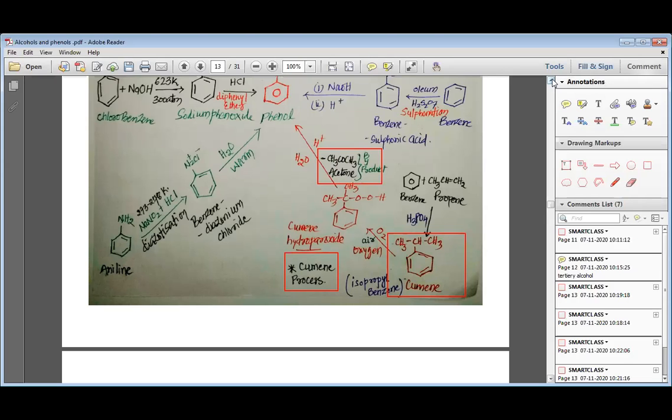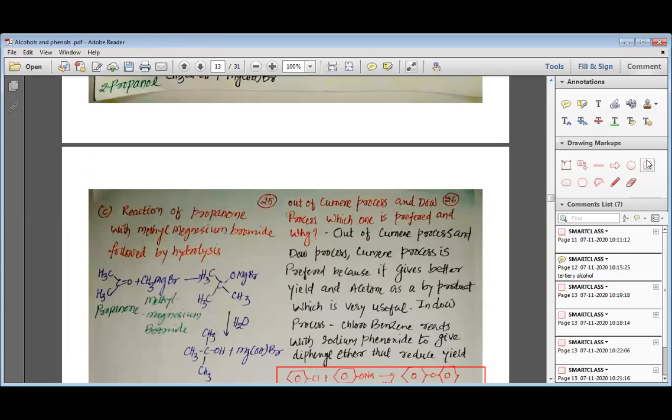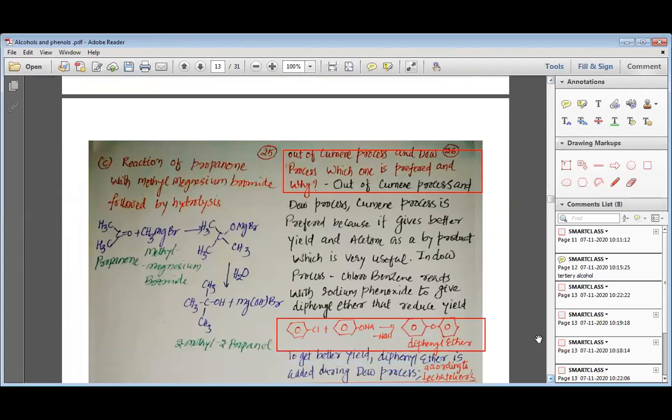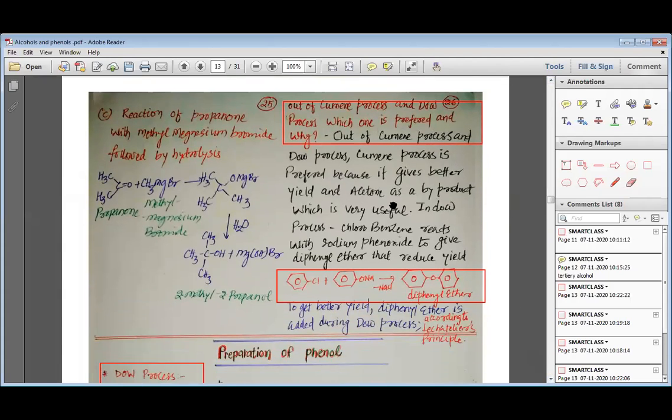So, dear students, a very important question that we are going to study here is this. Let me read the question for you. Out of cumene process and Dow process, which one is preferred for the preparation of phenol and why? So let us have a look. Out of cumene process and Dow process, cumene process is preferred because it gives better yield and acetone as a byproduct, which is a very useful product.